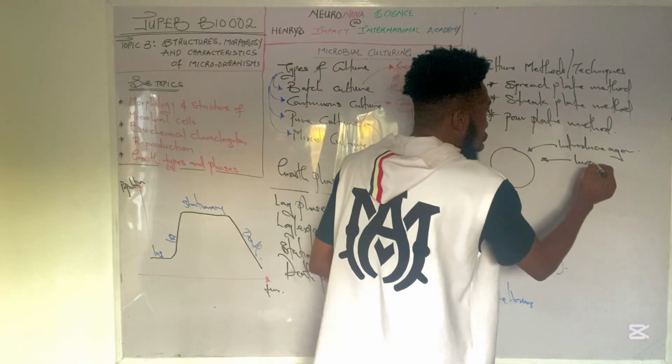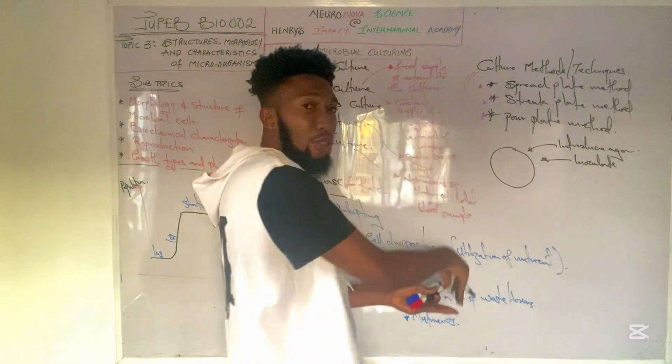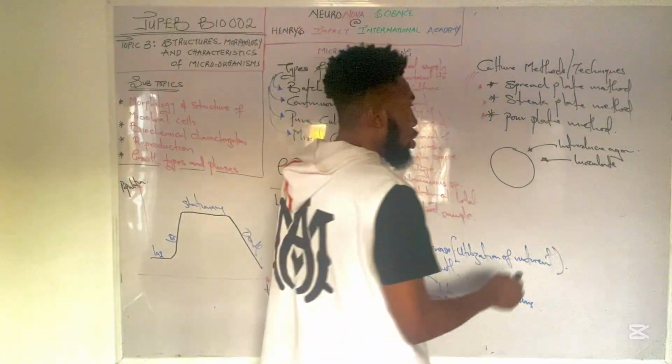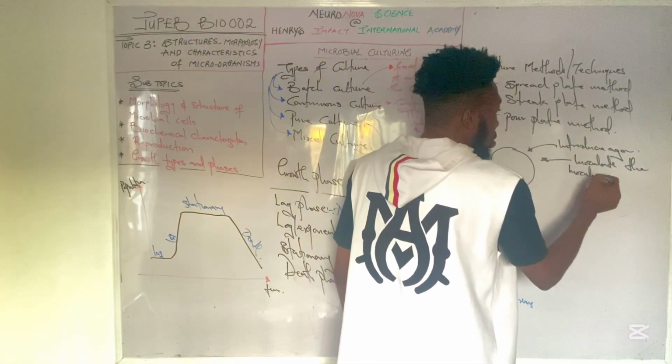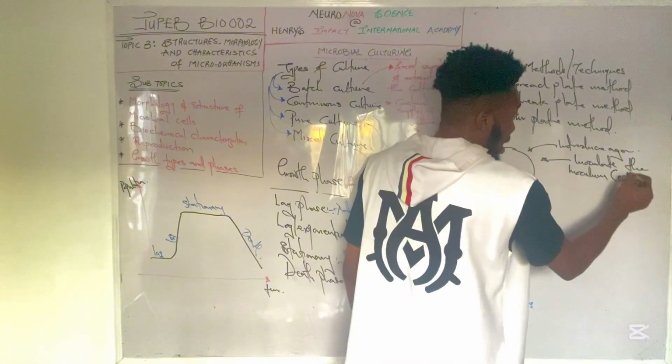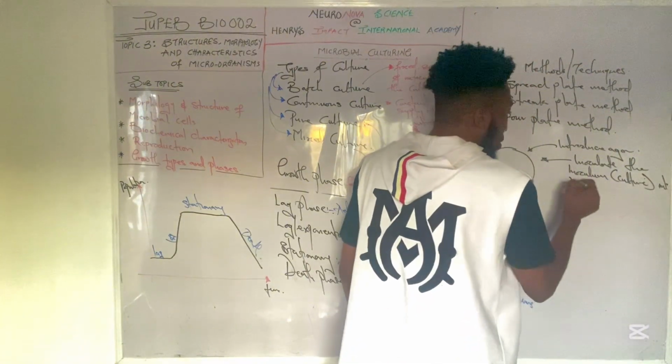you will inoculate. Inoculate means you are introducing the specimen. The specimen I'm introducing is called the inoculum. So you inoculate the inoculum, which is now the culture of the bacterial cells, into the center.